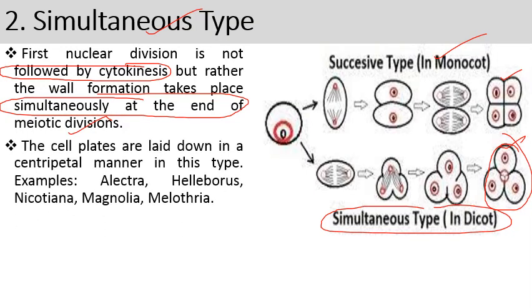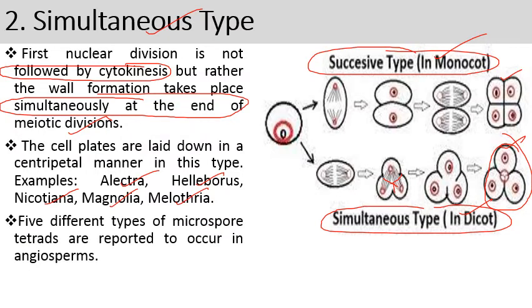The cell plates are laid down in centripetal manner, means towards center की तरफ को जो cell wall है बनती है. And examples are Electra, Helleborus, Nicotiana, Magnolia and Melothera. So ये इसके examples हैं जिनमें ये होता है. So simultaneous type occurs in dicot while successive type occurs in monocot. Then we have 5 different types of microspore tetrads which are reported to occur in angiosperms. Angiosperm में 5 तरह के microspore tetrads पाए जाते हैं.